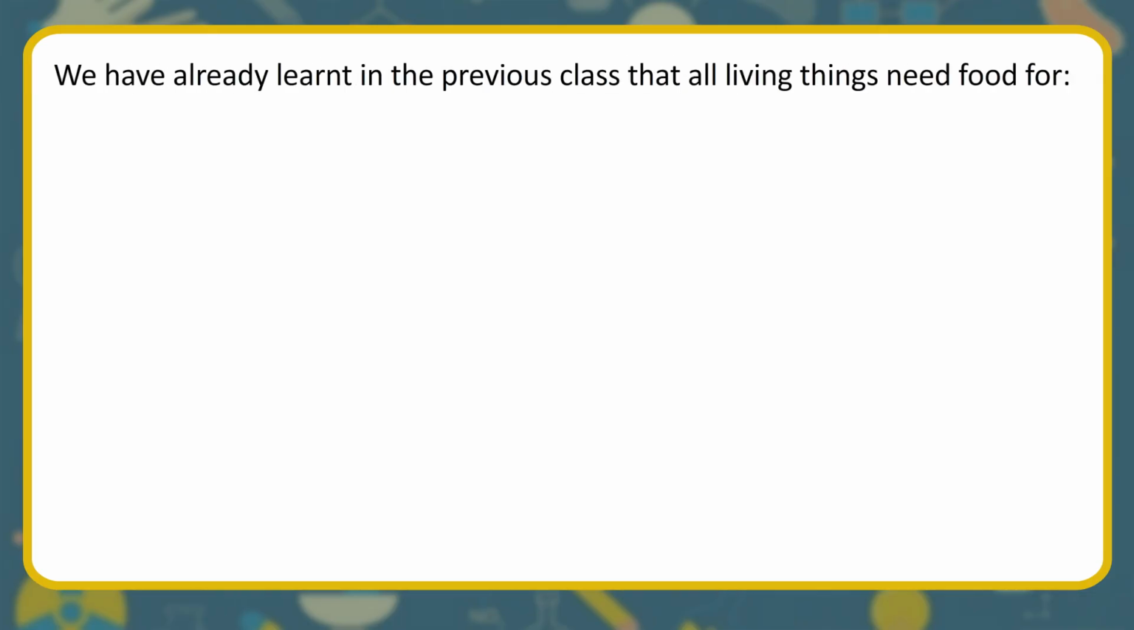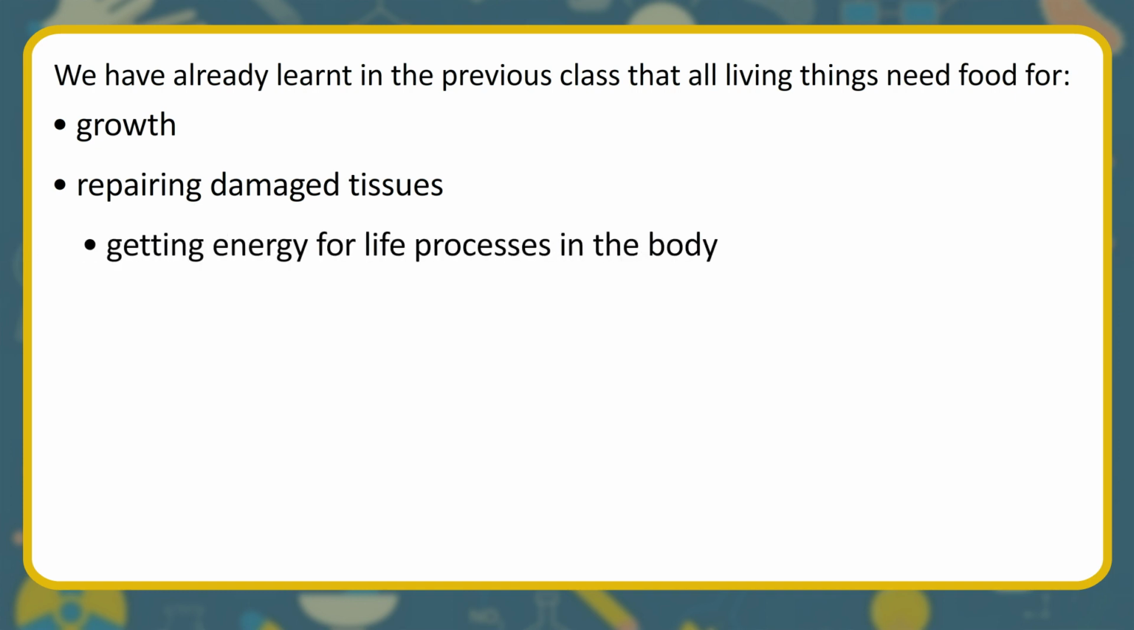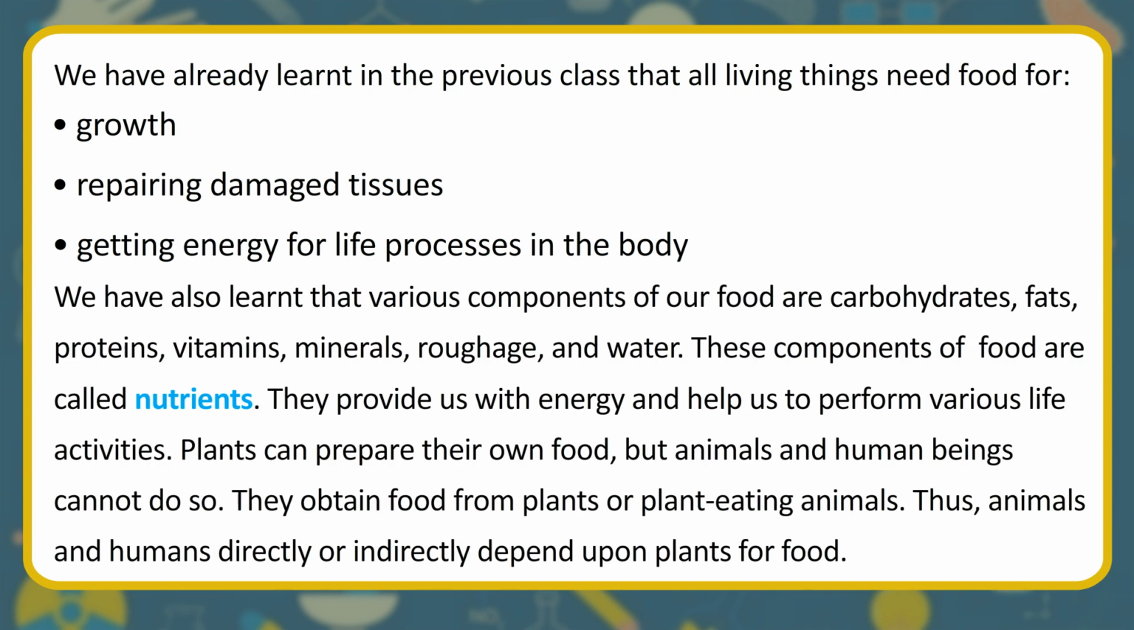We have already learnt in the previous class that all living things need food for growth, repairing damaged tissues, and getting energy for life processes in the body. We have also learnt that various components of our food are carbohydrates, fats, proteins, vitamins, minerals, roughage, and water. These components of food are called nutrients. They provide us with energy and help us to perform various life activities.